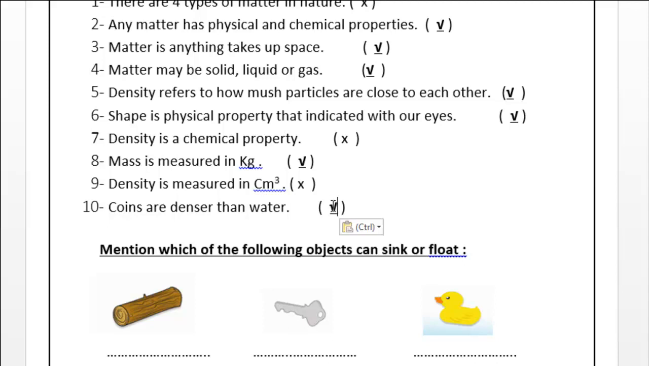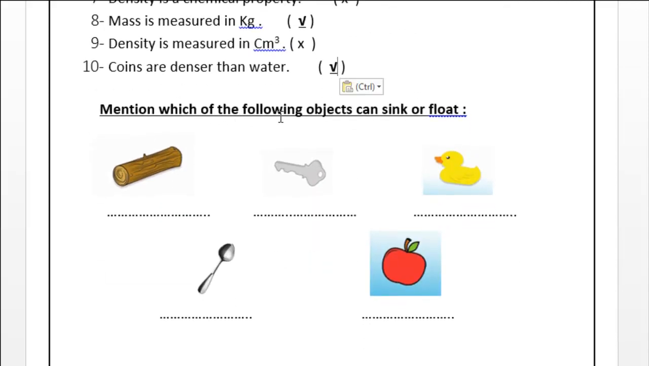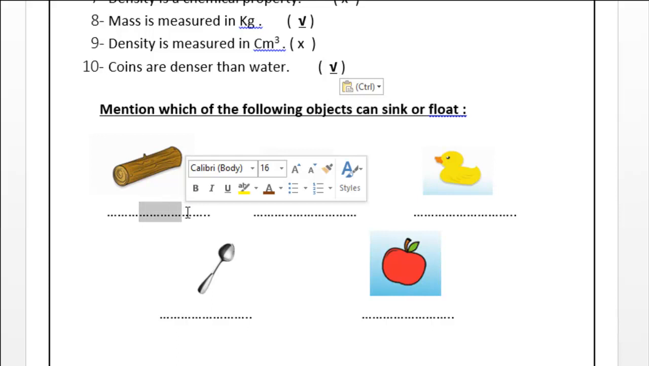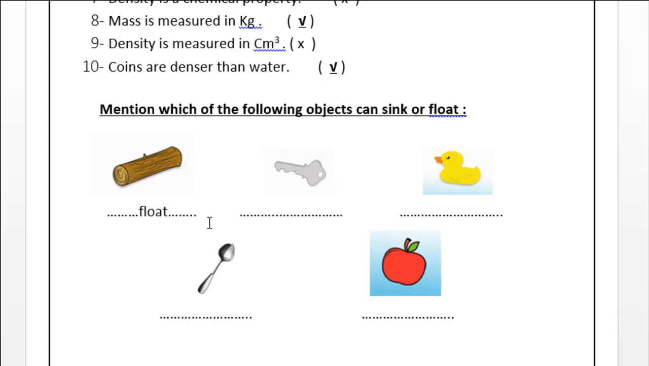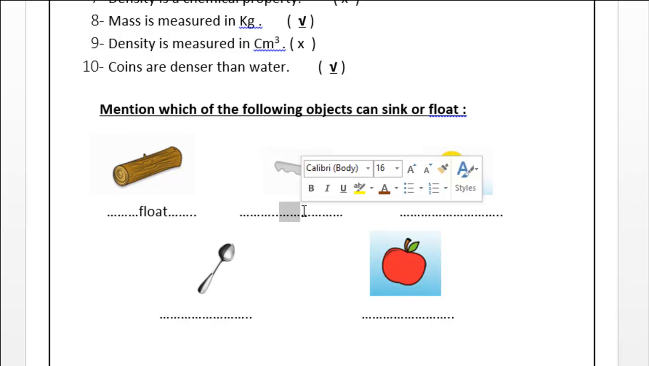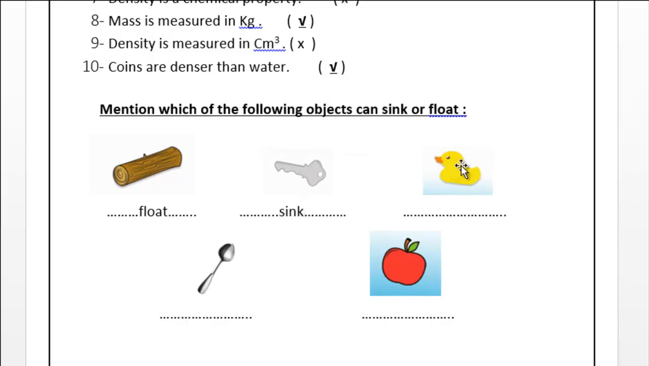Yes, that's right. Okay. Mention which of the following objects can sink or float. Okay, this is wood, and the wood will float. Okay, and this key will sink. Okay, but the duck toy will float, and the spoon is metal. This will be a sink. That's right, and the apple will float. Okay.